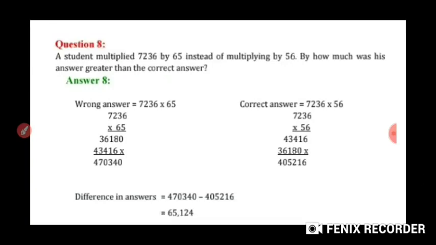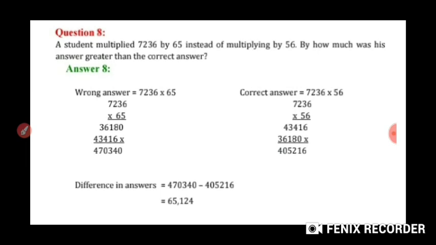Now another example. A student multiplied 7236 by 65 instead of multiplying by 56. Actually he wanted to multiply by 56, but instead he multiplied by 65. By how much was his answer greater than the correct answer?